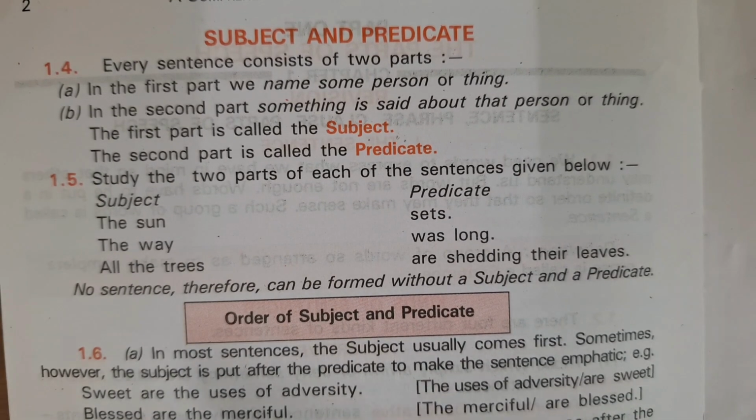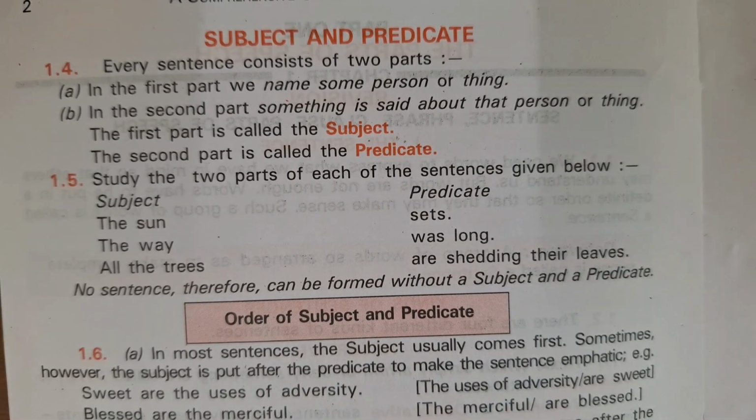We are talking about the way. Now what about the way are we talking? That the way was long. So "was long" becomes your predicate.